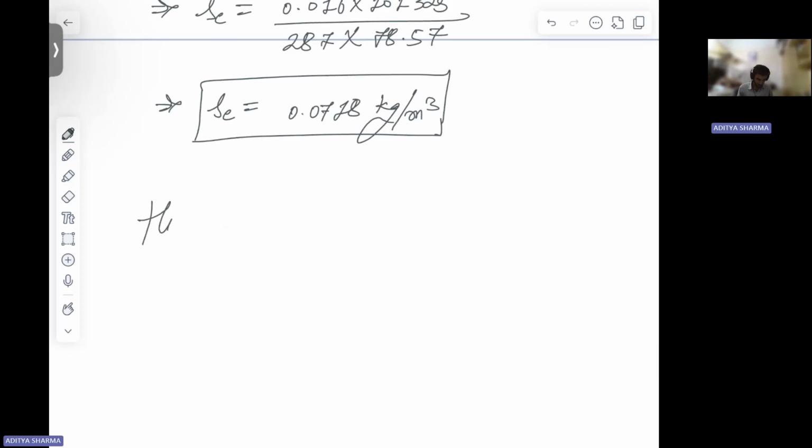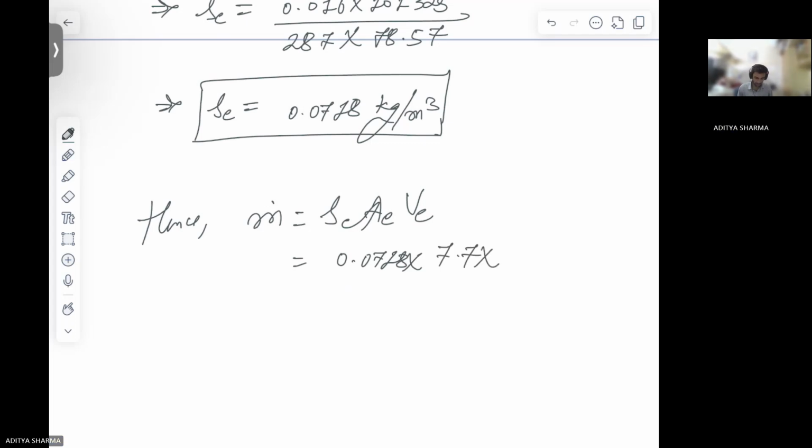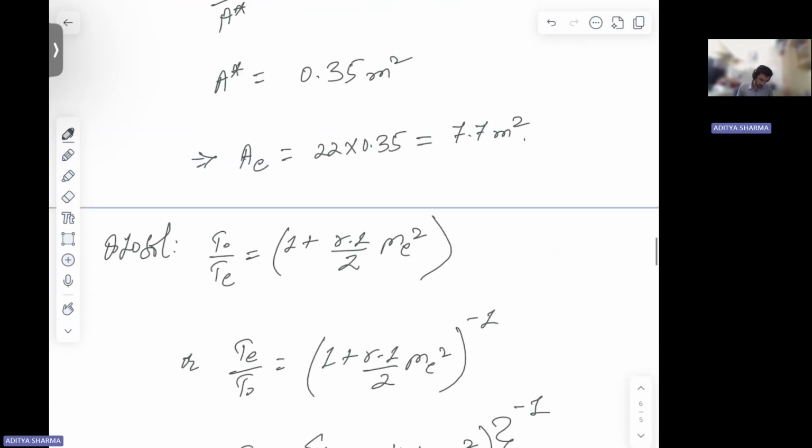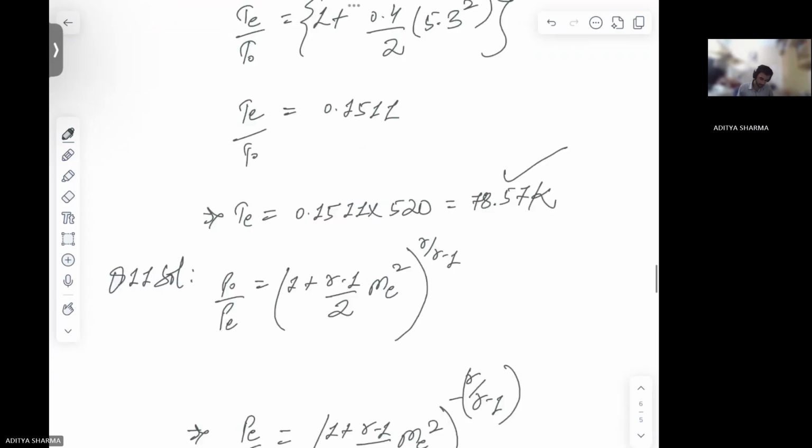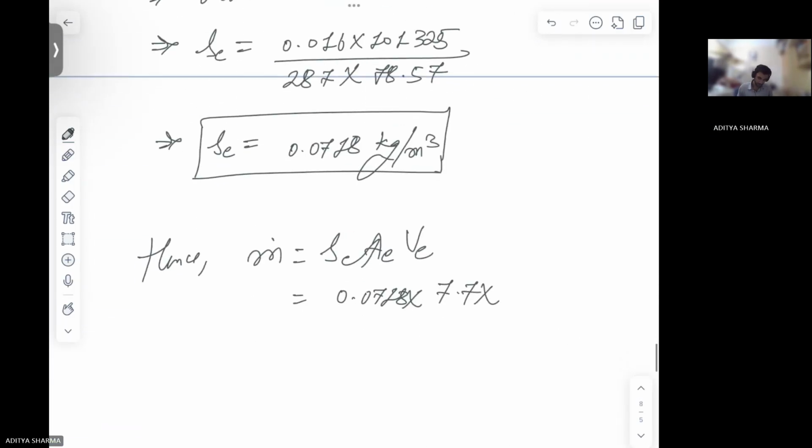So hence your mass flow rate is rho E AE VE. So this is 0.0718 into 7.7. Okay, 7.7 from question number 9. And then VE, that is 941.6. So this comes out to be 520.57 meters per second. So this is there.